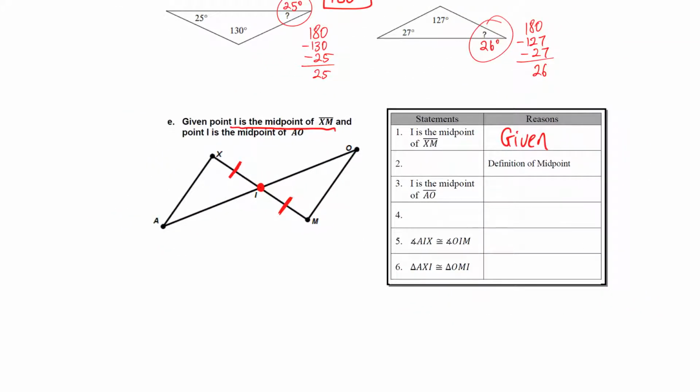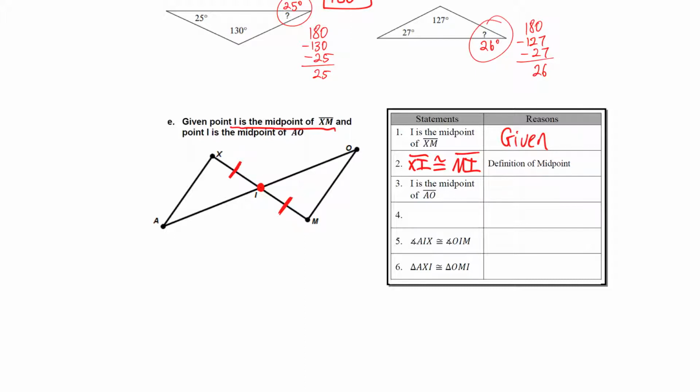And so what I'm going to do on statement 2 is write in letters what I just marked up there. So I'm going to say XI is congruent to what? MI. Good job. XI is congruent to MI. And the reason that's true is that's the definition of a midpoint. That's just what a midpoint does. It cuts something exactly in half, making two congruent pieces.